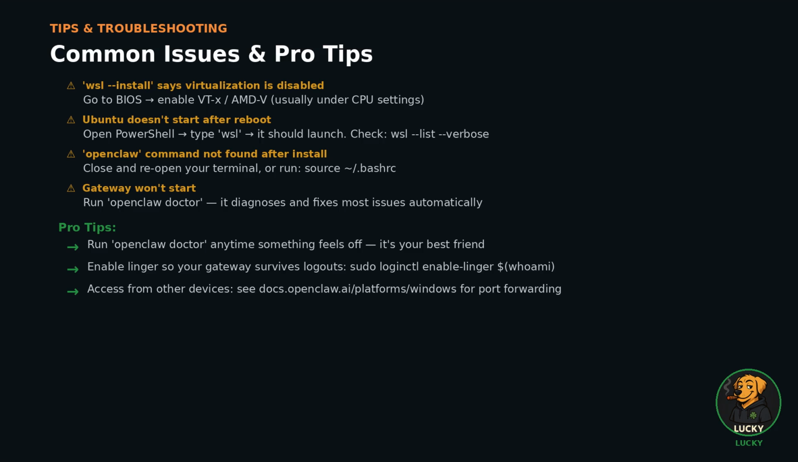A few quick troubleshooting tips in case you run into issues. If WSL install says virtualization is disabled, you need to go into your BIOS settings and enable VT-x or AMD-V. It's usually under CPU or advanced settings. Every motherboard is a little different, but it's always there.